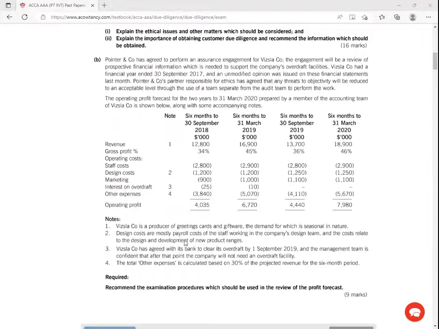Design costs are mostly payroll cost of the staff working in the company's design team, and the cost related to the design and development of new product ranges. This company has agreed with its bank to clear its overdraft by 1st 2019, and the management team is confident that after that point, the company will not need an overdraft facility.